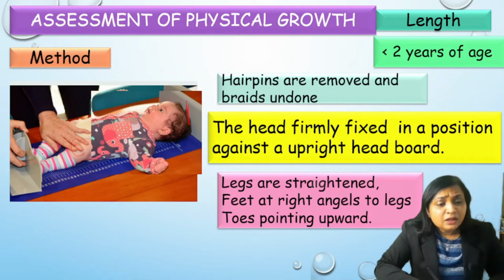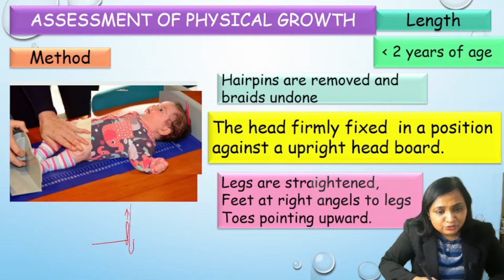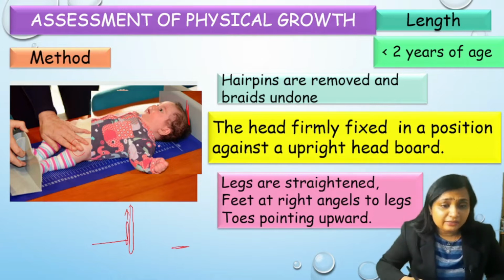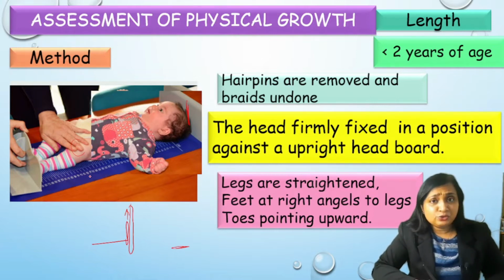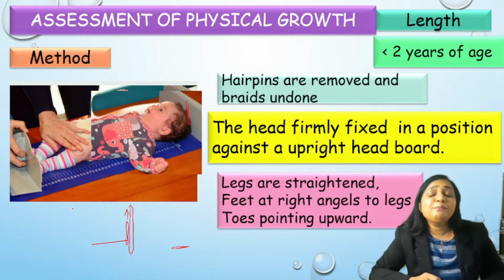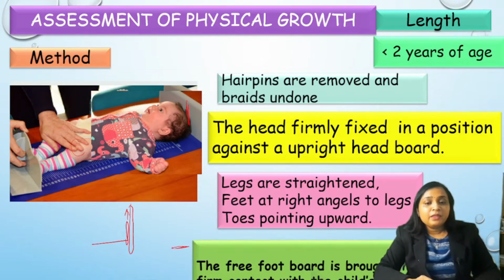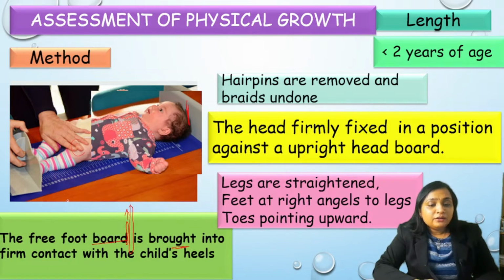And feet should be at right angles to the legs, and toes should point upward. Here we should take the length. If you do not do all this, you may have a falsely reduced or falsely increased length. So this is the exact method we should follow. And if you are having your ward posting, I suggest that you please go into the ward, use this instrument and take the length of a few babies. The movable foot board is brought into firm contact with the child's heel. We have to keep it in touch with the child's heel here.